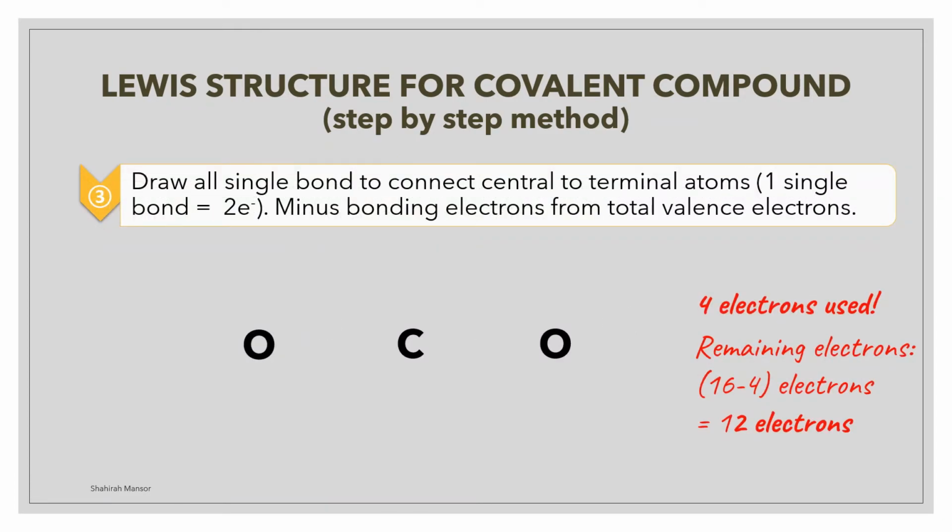Next, draw single bond to connect between central and terminal atoms. So here we have 2 oxygen, 2 terminal, 1 central. So kita akan gunakan 2 single lines to connect between these atoms. So by having these 2 lines, ini menunjukkan bahawa kita dah guna sebanyak 4 electrons. So 2 electrons for this bonding and another 2 electron for that bonding. So how many remaining electrons do we have? 16 total, tolak dengan 4 for the bonding. So we have sebanyak 12 remaining electrons.